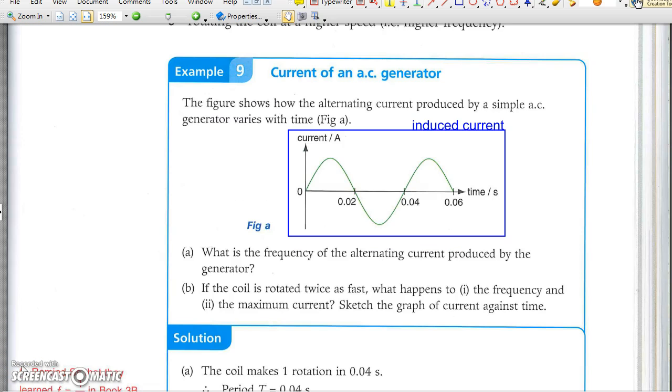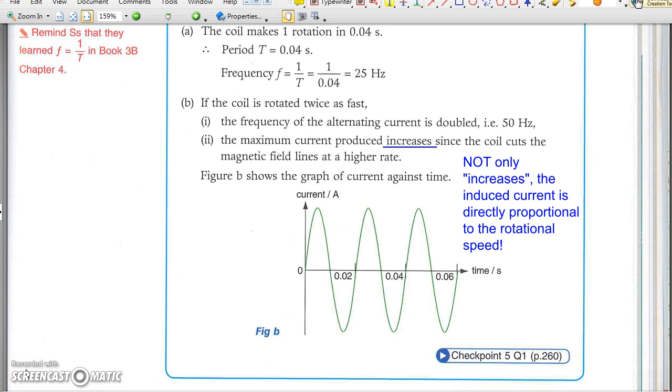In example 9, the induced current time graph is shown. You are asked to sketch the output when the rotational speed is doubled. You should note that when the generator is rotated faster, the frequency increases, and the induced current also increases. In fact, the induced current also doubles when the rotational speed of the coil in the generator is doubled.